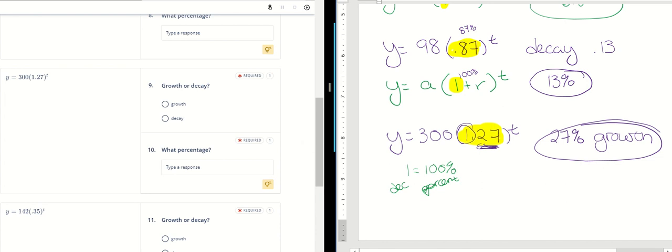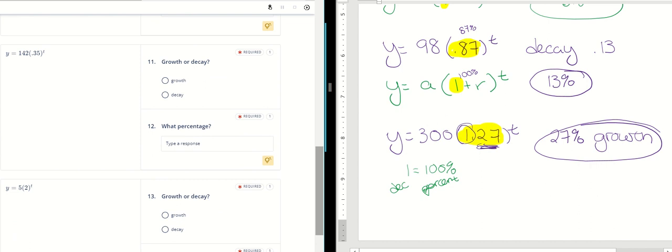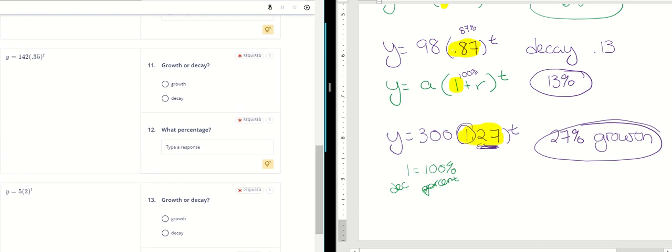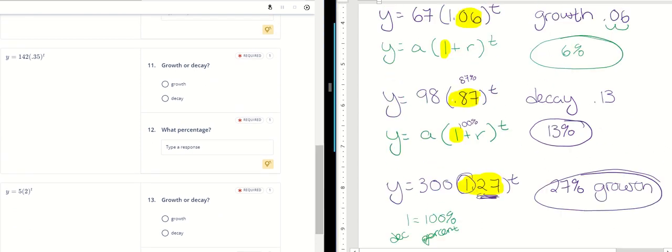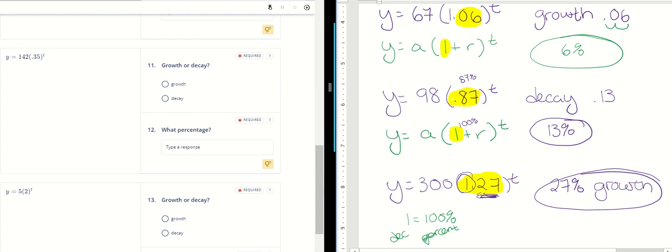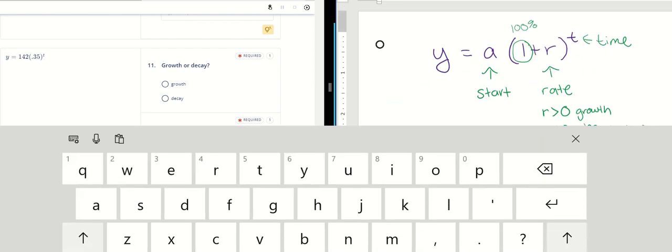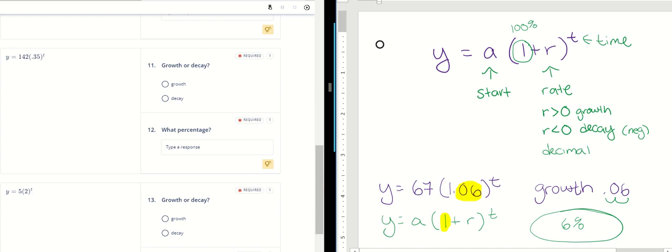Let's try this last one. This is a lot of decay here. Oh, it's not the last one. Sorry. How do I get another page? Hold tight.